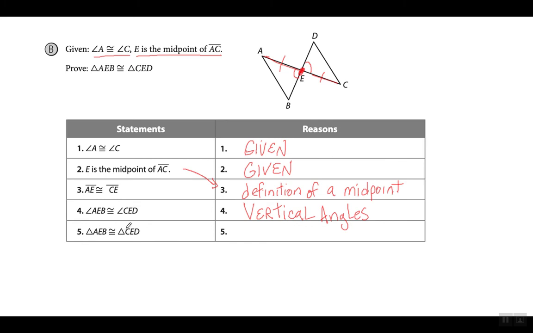And then the last one, we could prove that triangle AEB is congruent to triangle CED because of ASA. Why ASA? Because look, at the beginning, I didn't write it down here, I should have. At the beginning, they told us that this angle equals this angle. Then because this is the midpoint, that means that this side equals this side. And then because these are vertical angles, this angle equals this angle.